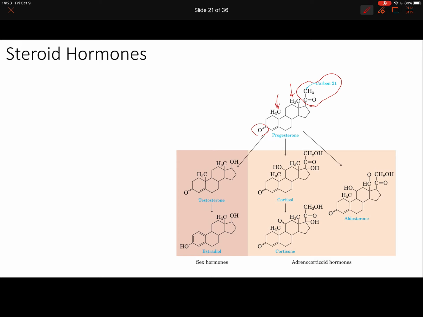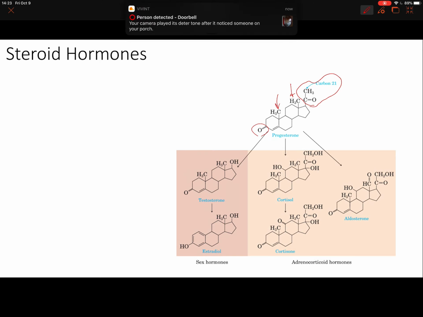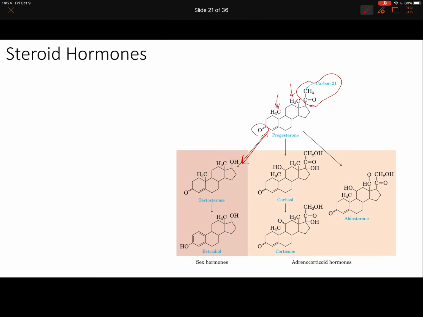From progesterone, it can then be converted into both the sex hormones and adrenocorticoid hormones. So you can see here progesterone into testosterone and estradiol, and then it can also go into cortisol, cortisone, and aldosterone. We'll talk about a little bit of what these hormones do in a few minutes. But you can see, definitely through a series of reactions, that cholesterol is the main precursor to this.